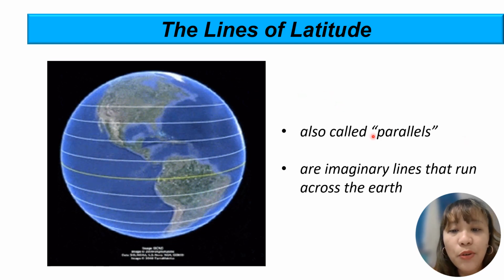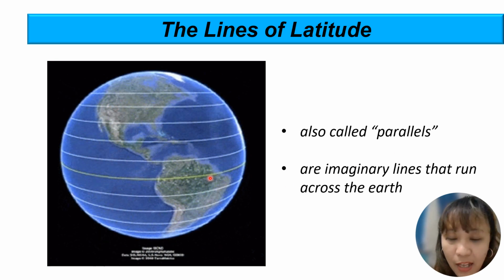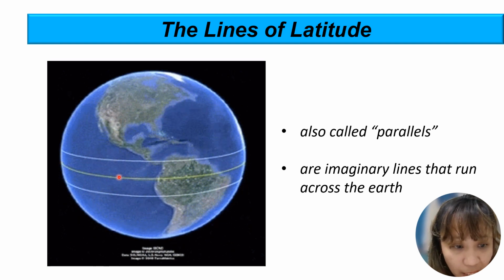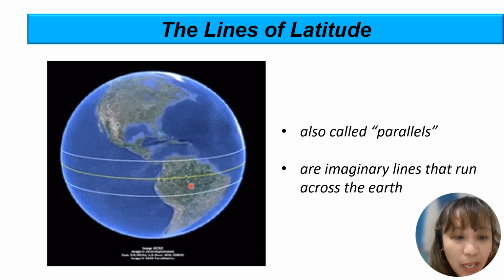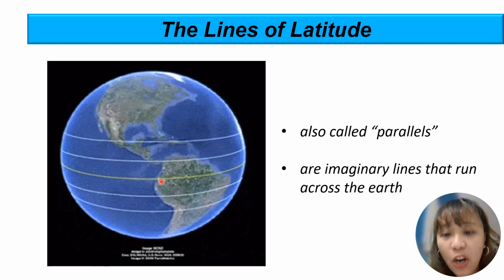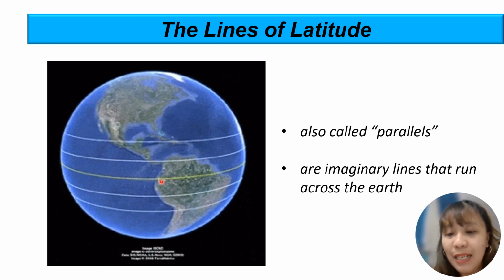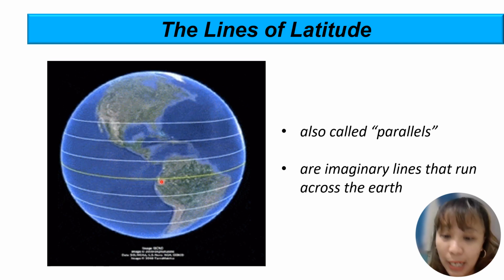These lines are also called parallels. Parallels because they run alongside each other, like in this moving illustration, here the main one, the yellow, then there are lines going up to the north, and of course there are also some in the south going down. These lines that you see are imaginary. They're lines that run across the earth. When we say imaginary, we cannot see them in real life.